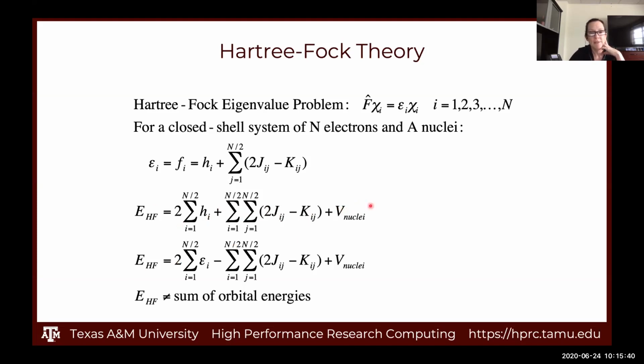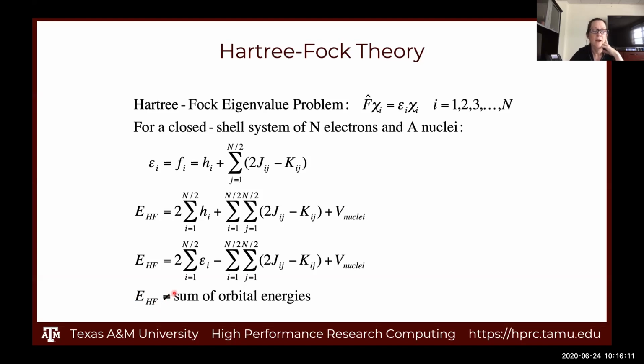We can rewrite this where, instead of the 1 electron operator, we substitute in for the orbital energies. So here we have 2 times the summation over the orbital energies. Now we're subtracting off the 2 electron terms, okay, and the nuclear component. So what's important about this is that the overall energy of the system is not a sum of the orbital energies. And this is a very common misconception.